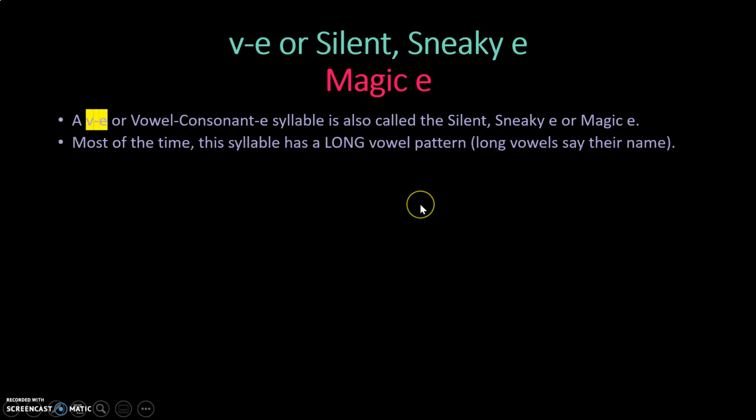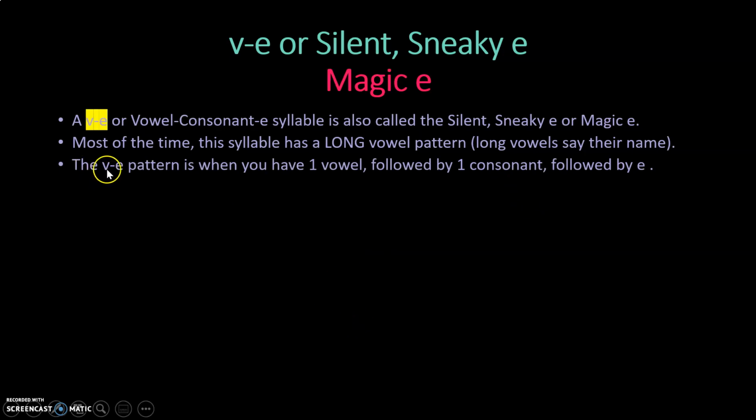Most of the time, the syllable has a long vowel pattern. Okay, unless we're talking about sight words, the vowel sound is going to be long. Remember, long vowels say their name. So A says A, I says I, O says O. What does U say? U or oo, and E says E. Good.